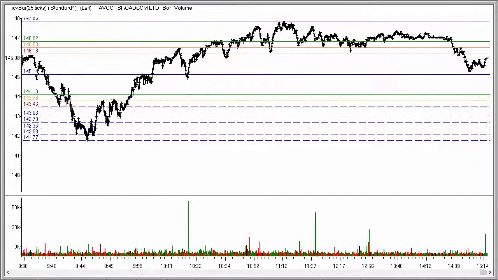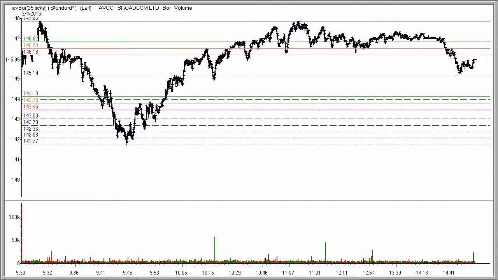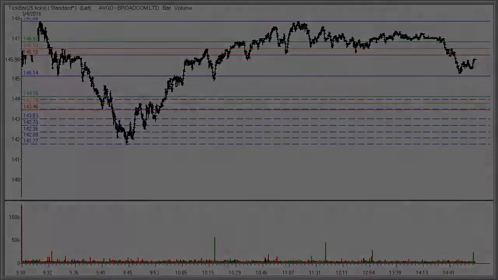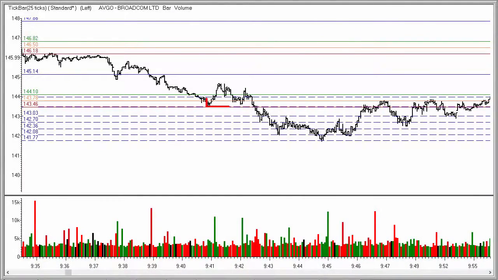And what we see here is a classic move, right? We had this giant move lower, this big waterfall move, got us all the way down to 141.77, didn't quite make it to that intraday pivot line. But on the way down, you can see this stair-step progression that I was talking about at the Traders Expo, right? So 25-tick data tends to move like this, where you get real nice little support and resistance areas.